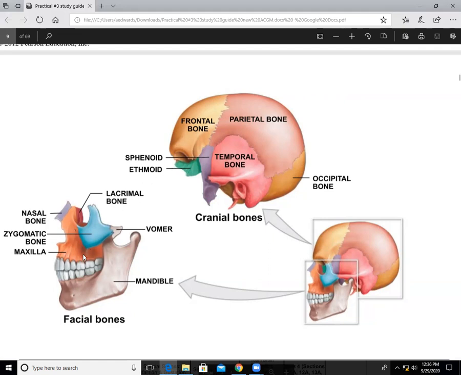Now, in the facial bones, you've got the zygomatic bone, which is basically your cheekbone or part of your cheekbone. Lacrimal bone, kind of where tears would fall, because the lacrimal ducts are the tear ducts. Nose, you have the nasal bone. Upper jaw is the maxilla, lower jaw is the mandible. And back here, you can get a little bit of a view of the vomer. It's mostly inside of your skull. Those are some of the bones in your cranium and face. Keep in mind, a lot of these bones you have 2 of, 1 on each side.